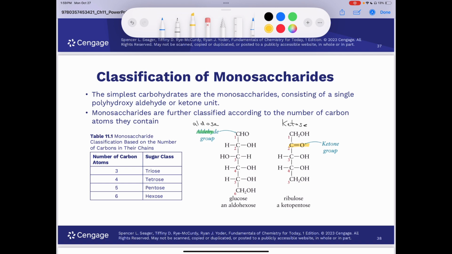So if we have 3 carbons, it's a triose. If we have 4, it's a tetrose. 5 is a pentose. 6 is a hexose. And so if we look at glucose, glucose has a total of 6 carbons and it's an aldose, so it would be an aldohexose. If we have ribulose, it's a ketose, but it has 5 carbons total, so it would be a ketopentose.